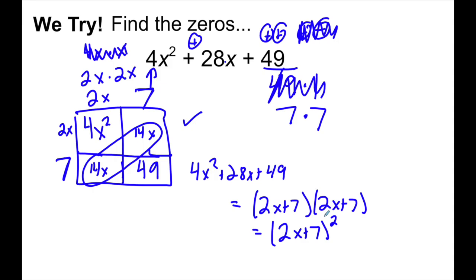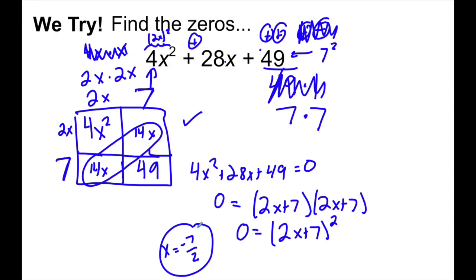Now, one thing worth noticing, notice that this is a perfect square. This is 2x squared. This is a perfect square, right? We saw this is 7 squared. So when A and C are both perfect squares, it's worth considering whether the whole thing is a perfect square, which it is, because this whole thing is 2x plus 7 squared. Now, if I want to find what makes this 0, it's the same thing as finding what makes this 0. In this case, because we have these repeating factors, there's only going to be one number, and it's going to be negative 7/2, and that's it.